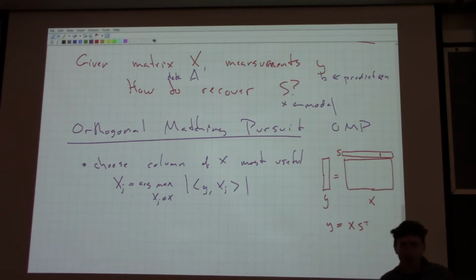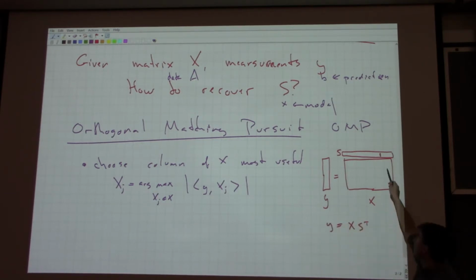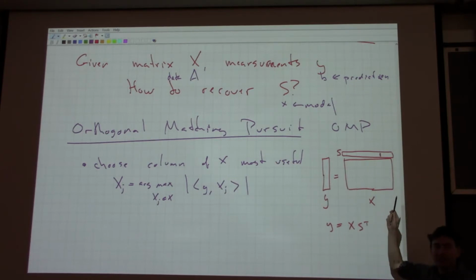So I'm going to find this column which corresponds most with Y, and then I'm going to set it to be a 1 bit up here in S. It starts with all 0s, then I set it to be 1. Okay, I'm basically just going to repeat. I'm going to describe it a little bit more.